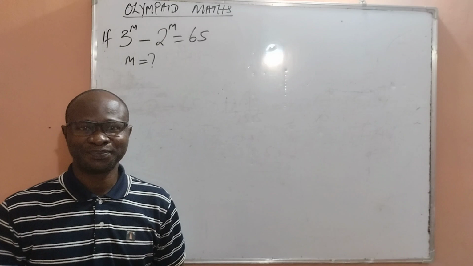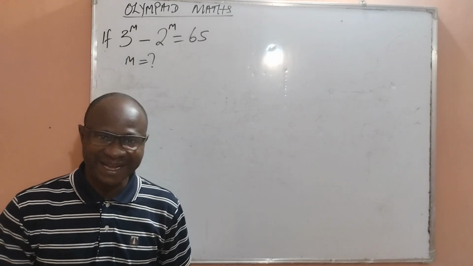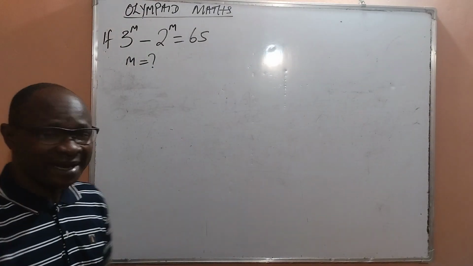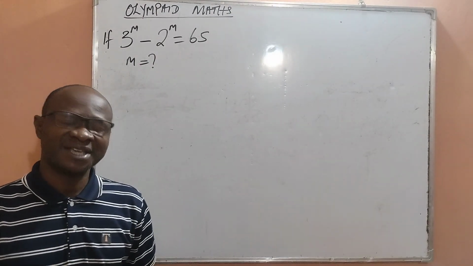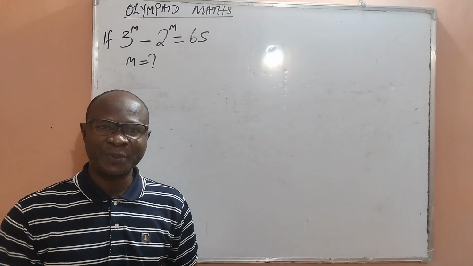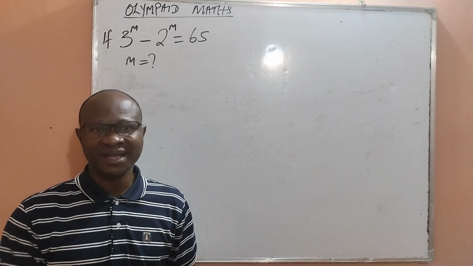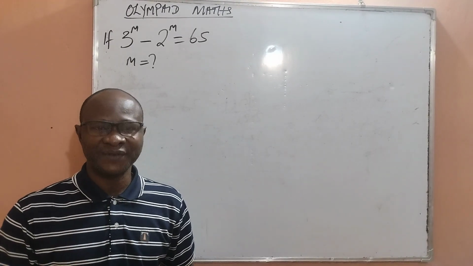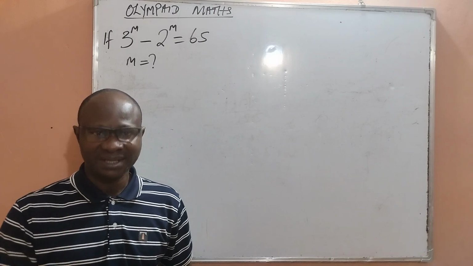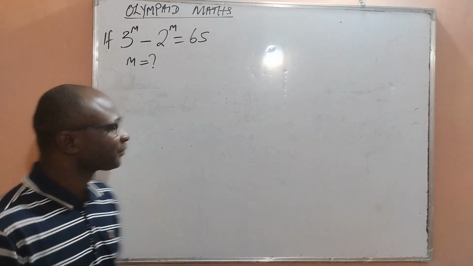Welcome viewers. In today's mathematics class, we'll have an Olympiad maths question where it is given that if 3 raised to the power m minus 2 raised to the power m is equal to 65, then what should be the value of m? Watch to the end. Let us solve it together.